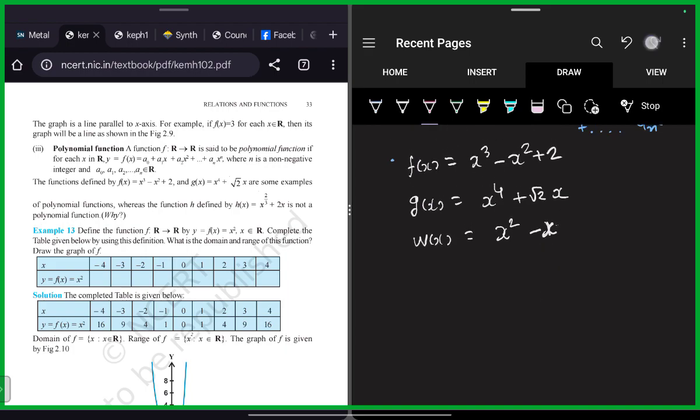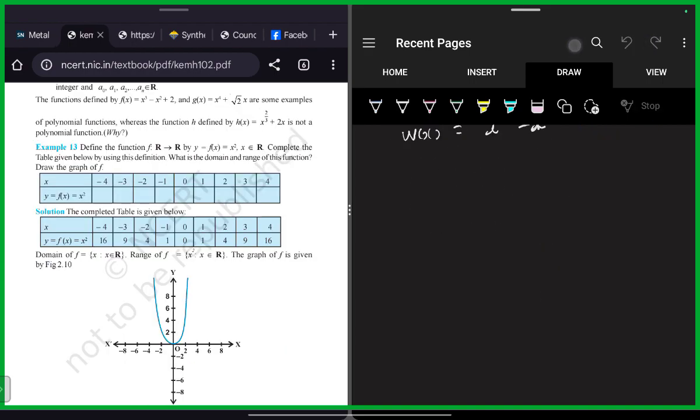Okay, just a minute. So let's take one polynomial and let's draw its graph, okay? For example, let's say we have this function f of x is equal to x square, okay? Alright? So let's draw the graph, where x belongs to R. So here x can take any value, right? Yes or no?